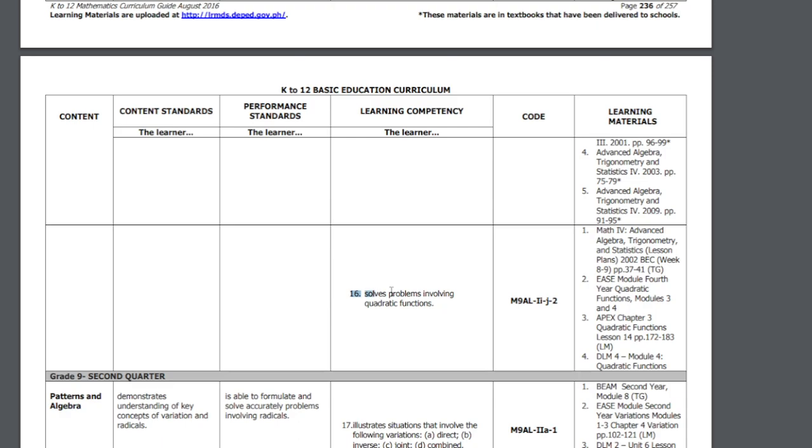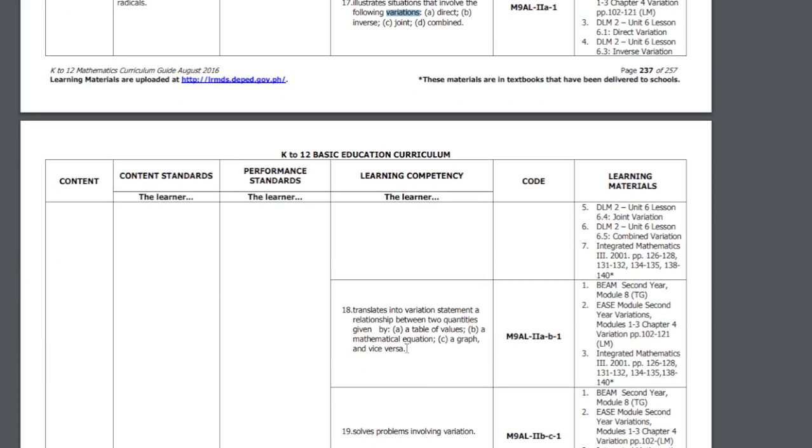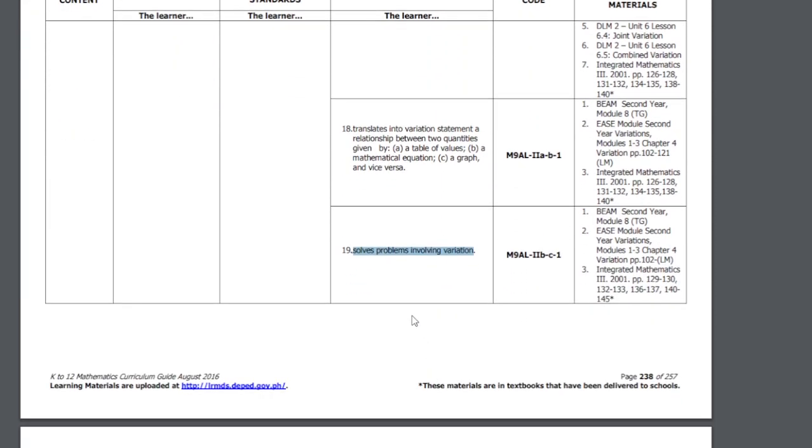Now, after all of this, what's next? We're going to learn about variations: direct, inverse, joint, and combined. Variations is easy, but don't underestimate it. Then we have to translate a variation statement, a relation between two quantities given by a table of values, a mathematical equation, a graph, and vice versa. Then, of course, we're going to solve problems involving variation.